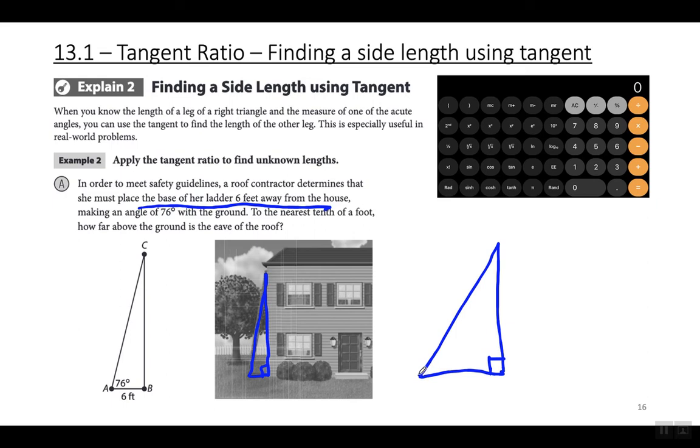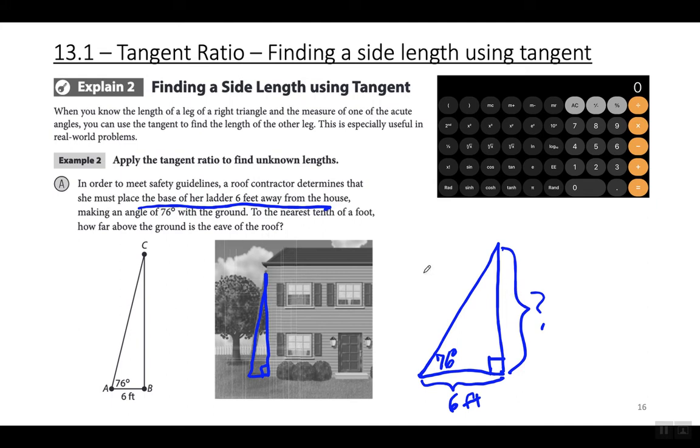So this is the base of the ladder right here, and it's 6 feet away from the house. Okay, so this side is 6 feet. And it makes an angle of 76 degrees with the ground. The ladder makes an angle of 76 degrees with the ground. And the question is, to the nearest tenth of a foot, how far above the ground is the eave of the roof? In other words, what is the length of this side? That is what they're asking you. What is the length of this side?